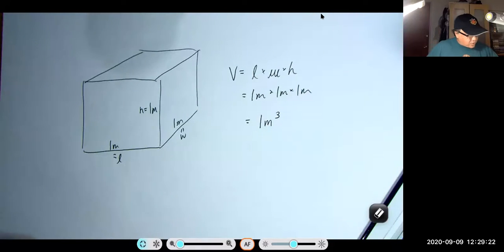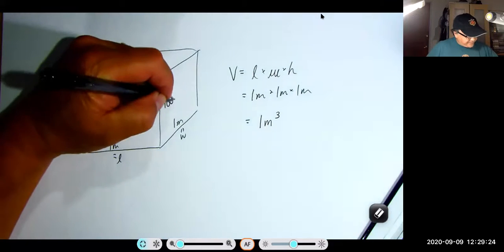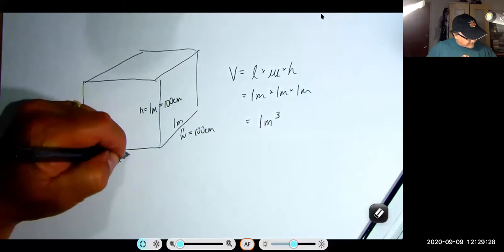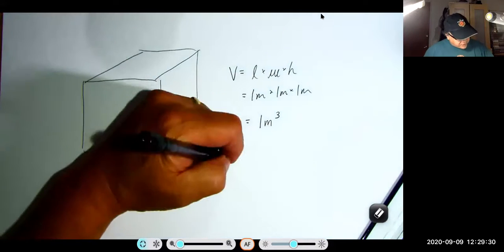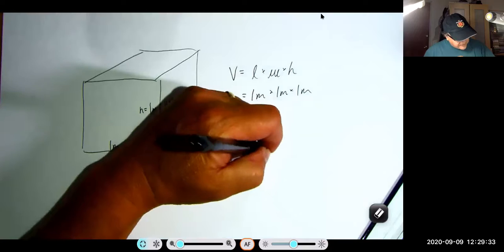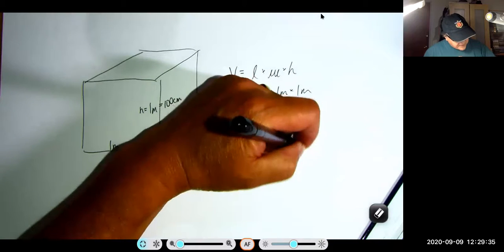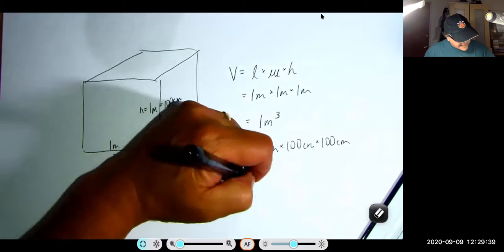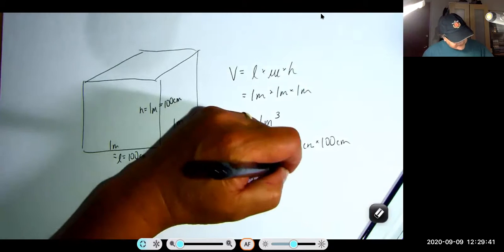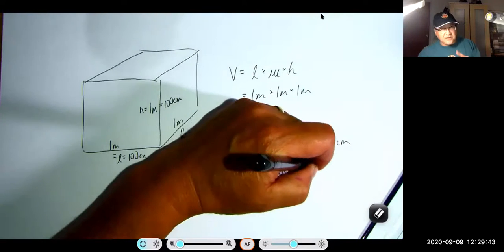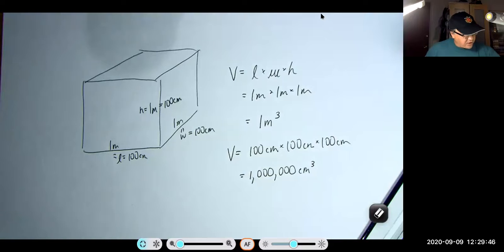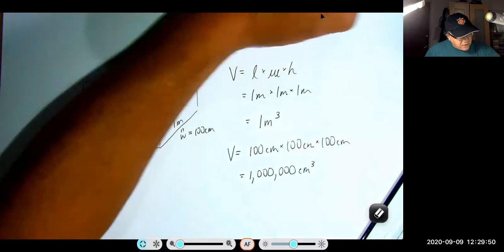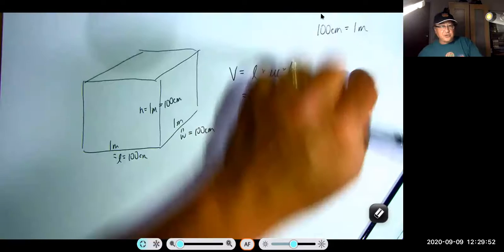Now, this is also 100 centimeters. This is 100 centimeters, and this is 100 centimeters. So it's also equal to 100 centimeters times 100 centimeters times 100 centimeters, which is 1 million centimeters cubed, not 100 centimeters cubed. So what was wrong with what I had done here when we know for a fact that that is true?